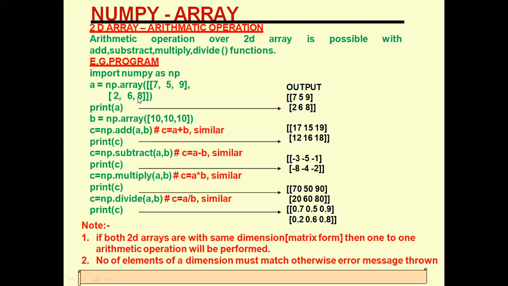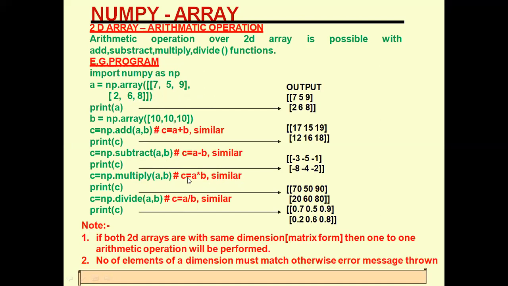Come to the next row. 2 minus 10, that is minus 8. And 6 minus 10, that is minus 4. And 8 minus 10, that is minus 2. So both values can be subtracted by using the subtract function.